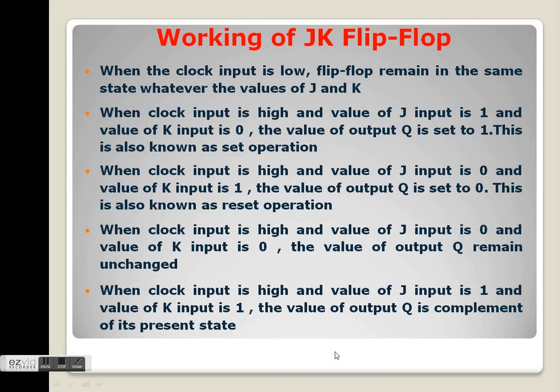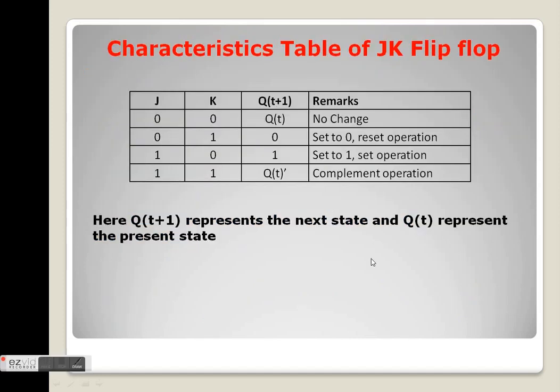Students, in this case, the output Q will be the complement of its present state. If it was 1 at present, then it will be 0 in the next step. And if it was 0 at the present, then it will be 1 in the next step. Okay. Students, the characteristics table or the truth table of JK flip-flop is visible on your screen. You can see all the possible combinations here. So when the value of J is 0 and the value of K is 0, then it will retain its previous state. It is represented by Qt.